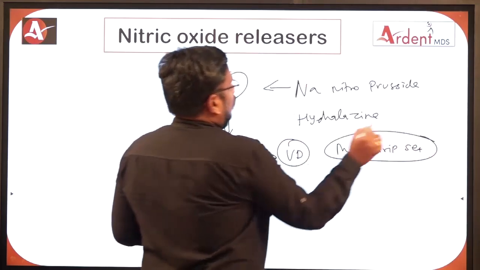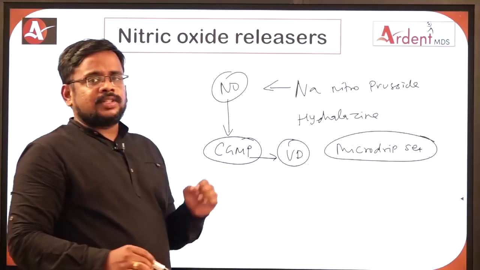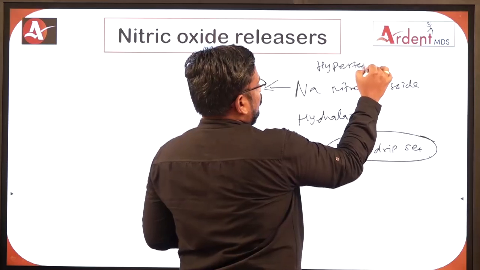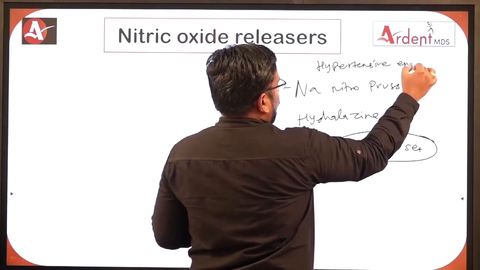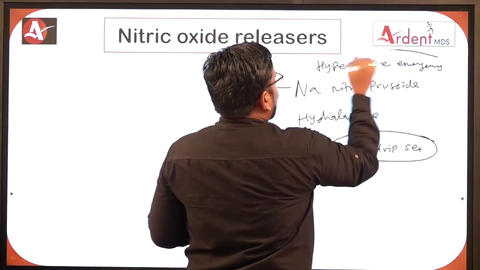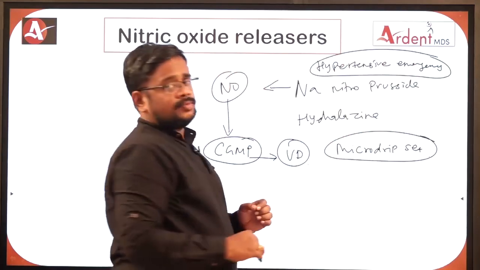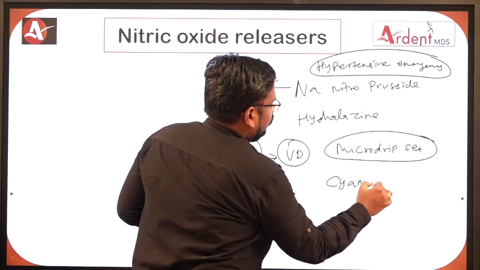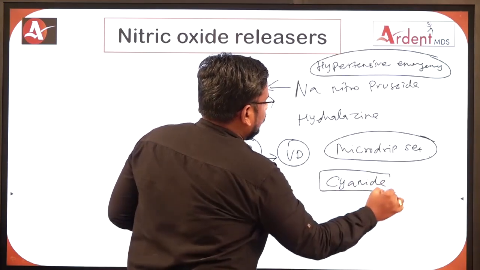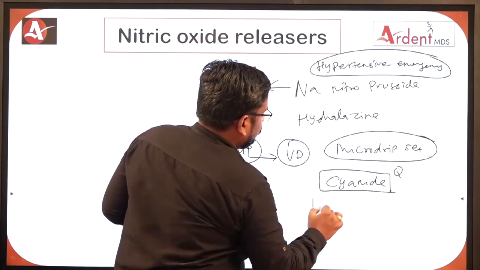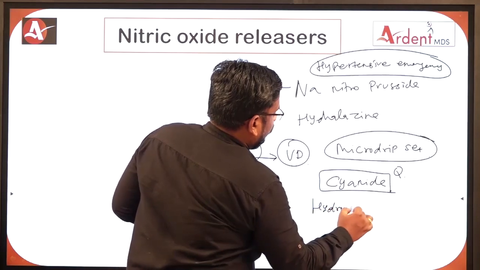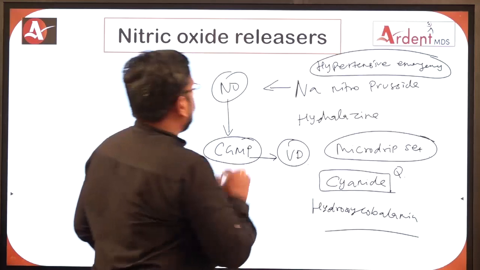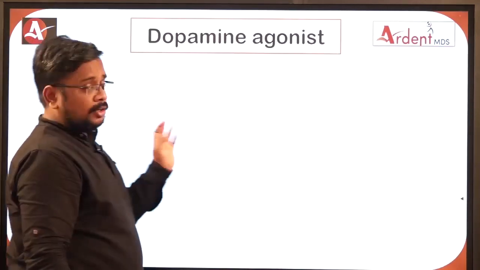right? And this sodium nitroprusside is given for hypertensive emergencies. Long term or prolonged intake of sodium nitroprusside leads to cyanide poisoning. What is the antidote for cyanide poisoning? One of the frequently asked questions: hydroxycobalamin. So these are important MCQs related to the nitric oxide releasers.